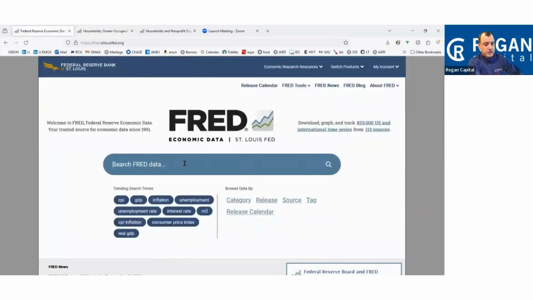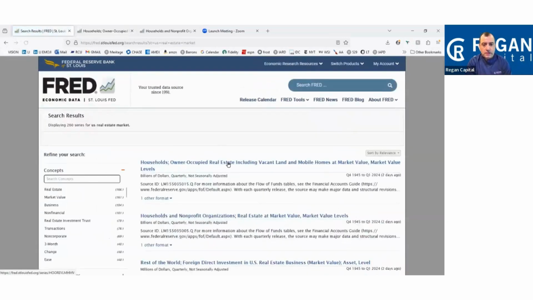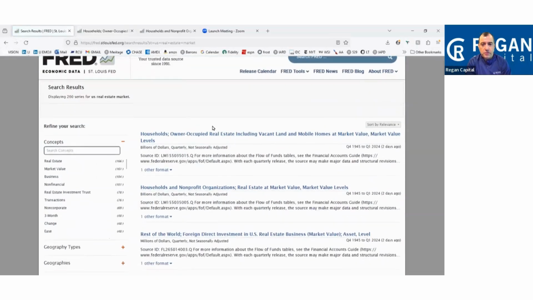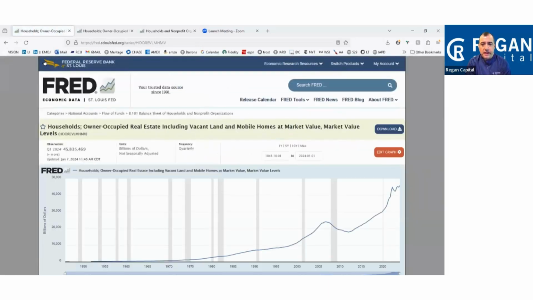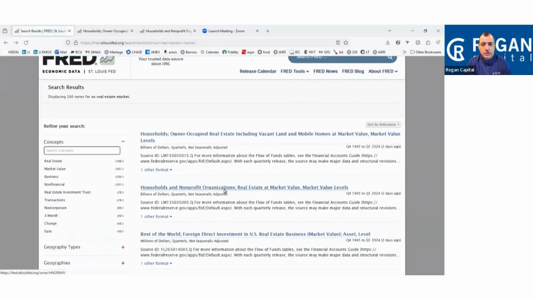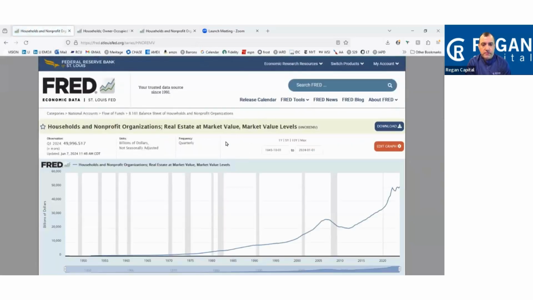I just searched US real estate market. It's going to bring me up, and I'm going to look at number 1, market value levels, okay? Now, this includes vacant land and mobile homes. This one here is going to be very, very similar. But what we're looking at here is historical market value of US real estate in billions of dollars.